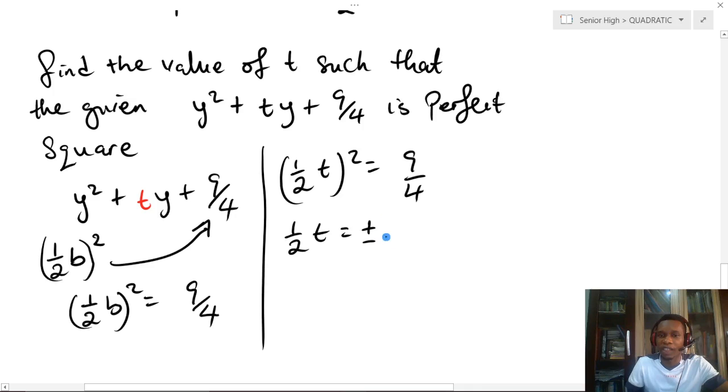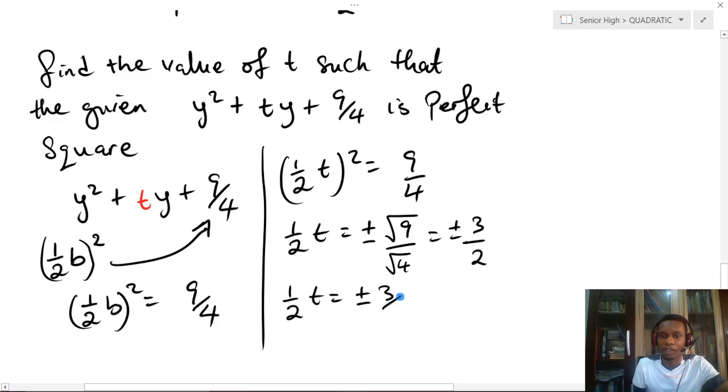So plus or minus, here will be what? 9, and here will be what? 4, and that will give us plus or minus 3 over 2, right? So now it's 1 over 2 t is equal to plus or minus 3 over 2. And what do we get for our t? Since these two are in the same denominator, you can just cancel them. So I can cancel this, and my t is equal to plus or minus 3. So that's the value of my t, plus or minus 3.